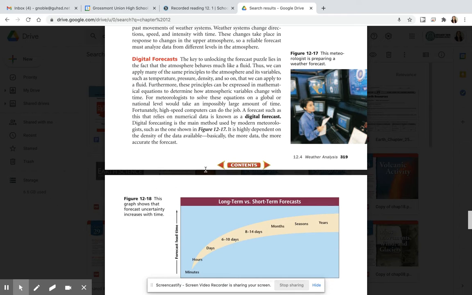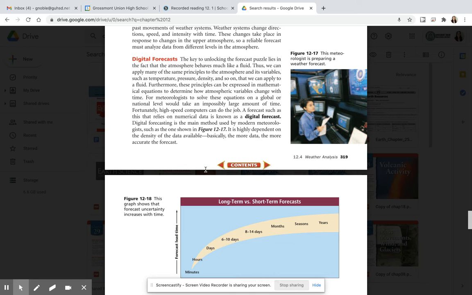Digital forecasts. The key to unlocking the forecast puzzle lies in the fact that the atmosphere behaves much like a fluid. Thus, we can apply many of the same principles to the atmosphere and its variables, such as temperature, pressure, density, and so on, that we can apply to a fluid. Furthermore, these principles can be expressed in mathematical equations to determine how atmospheric variables change with time.